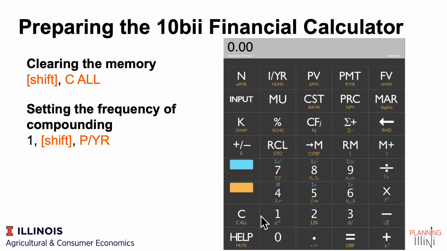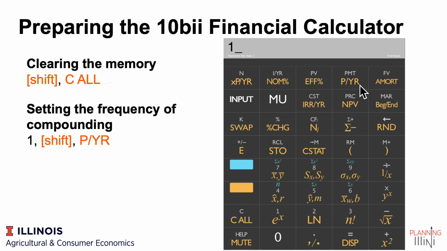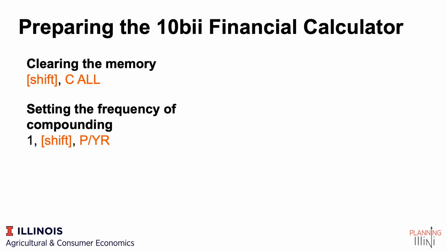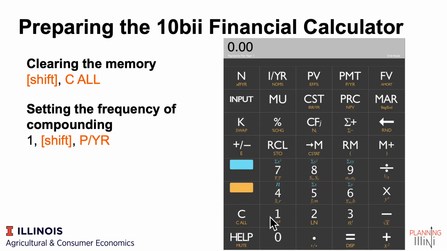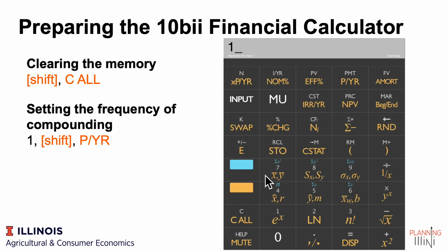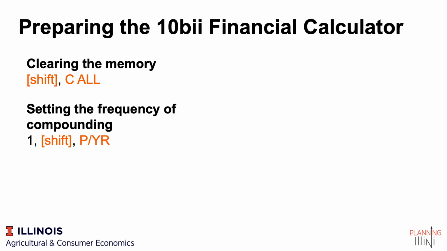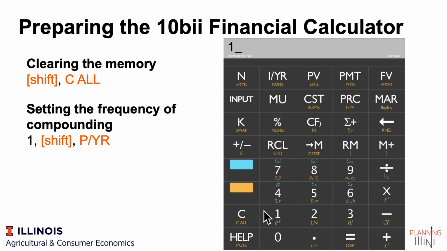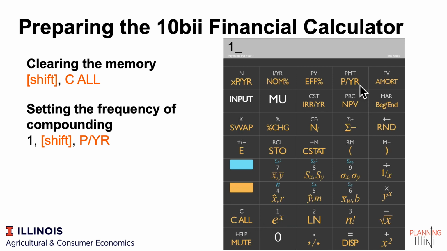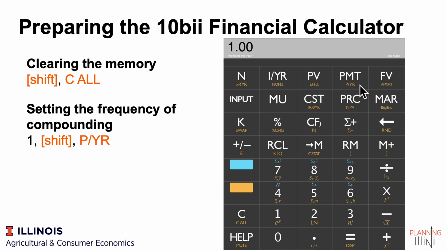The next thing we want to do is set up how frequently our calculator compounds. So you can see 1, the Shift key, and P/YR. What that does, 1 Shift P/YR, is it tells our calculator, hey, let's compute interest 1 time per year. If you were to have hit 12 or 365, you would have told your calculator to compute interest more often. But 1 Shift P/YR tells the calculator, hey, let's do interest once a year.